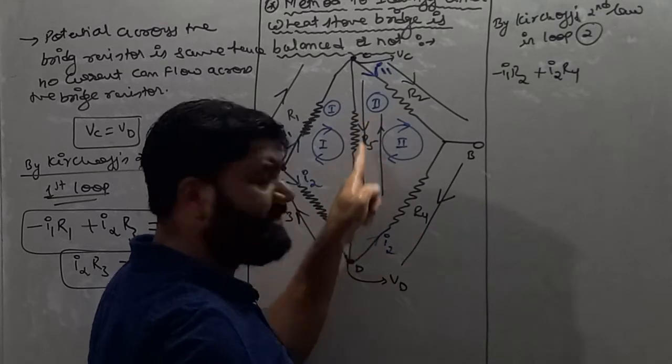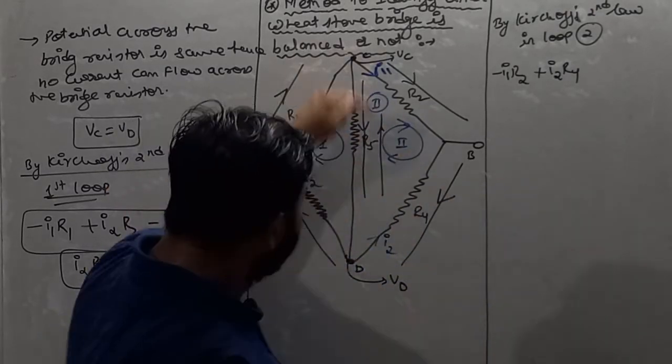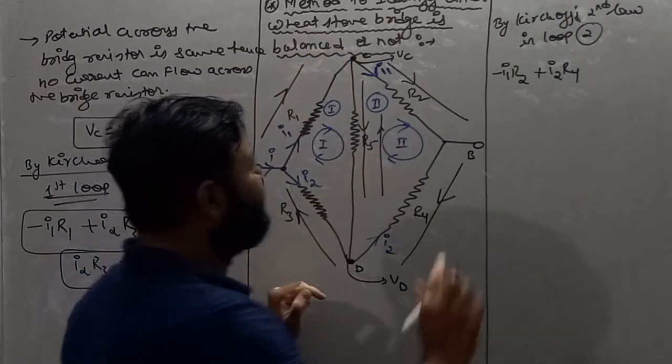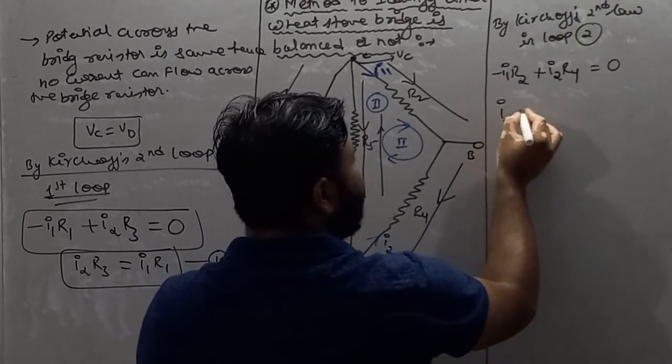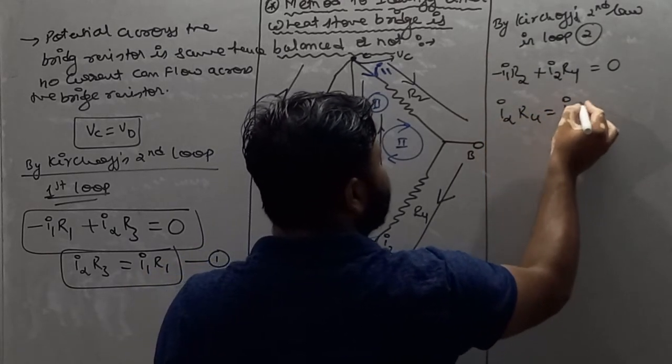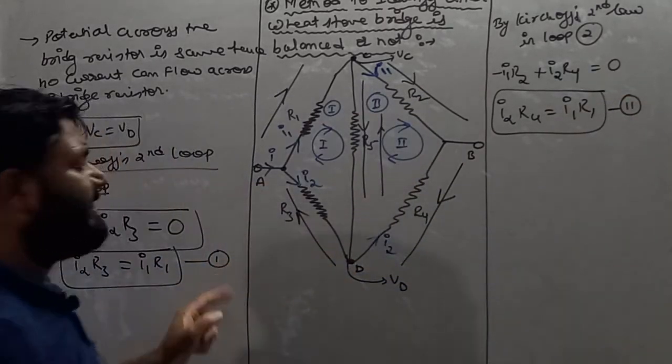Now in R5, as we know, we are considering the Wheatstone bridge to be balanced, so no current can flow across the bridge resistor. So it is equal to 0. Now take the negative to this side. What we'll get: I2 R4 is equal to I1 R2. So this is our equation number second and this is our equation number first.